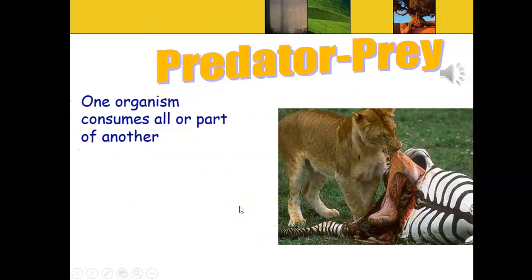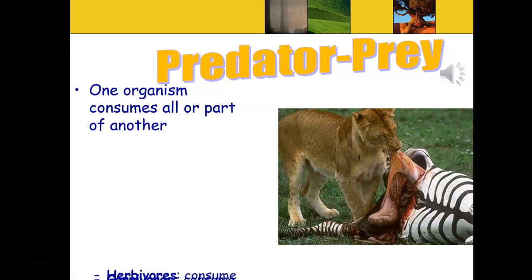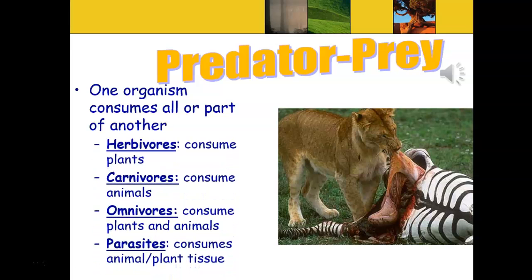Predator-prey. This is a winner-loser situation. One organism consumes all or one part of an organism. So herbivores consume plants, carnivores consume animals, omnivores consume both. Humans are typically omnivores. And parasites consume animal and plant tissue, typically ones that are already dead or decaying. One organism wins, they get the resource that they need.